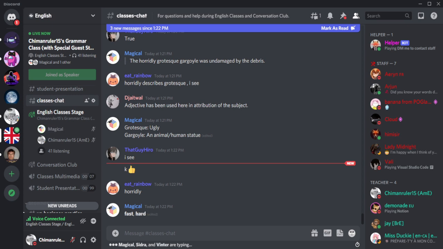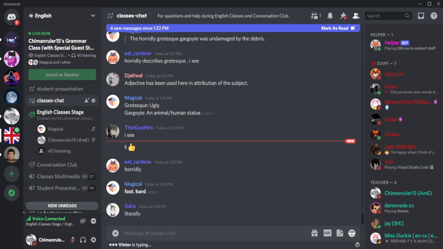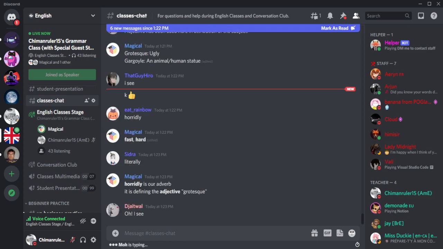And some other examples, like literally. Yes, literally is another adverb. In this example that we had, horridly is our adverb, and it is defining the adjective grotesque. It is not defining any verb, it is just defining an adjective.